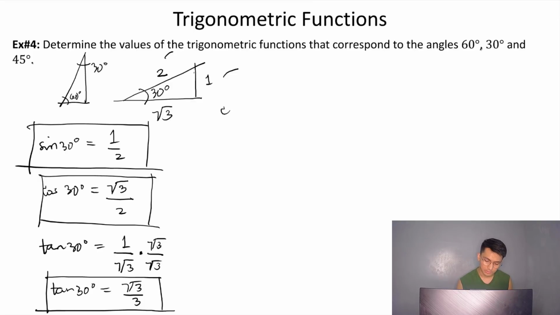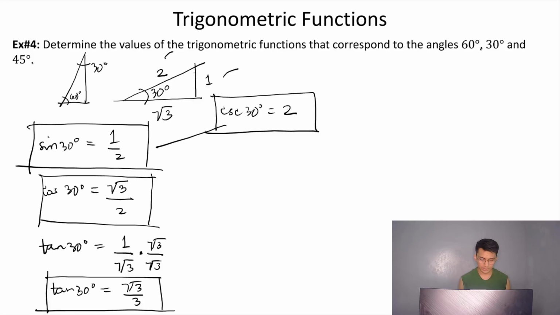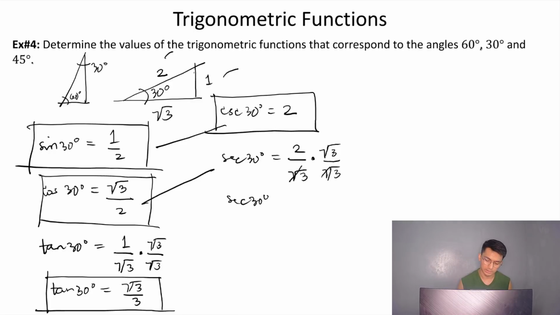For cosecant 30 degrees, we have the reverse function ng sine 30, 2 na lang ito. Ayan. Next, secant 30 degrees. The reverse function of the cosine 30. So, ito, gawin na lang natin dito. Baliktarin na lang natin. We have 2 over square root of 3. But, we should rationalize square root of 3 over square root of 3 para makancel ito. We now have secant 30 degrees is equal to 2 square root of 3 over 3. Ito po ang ating secant 30.